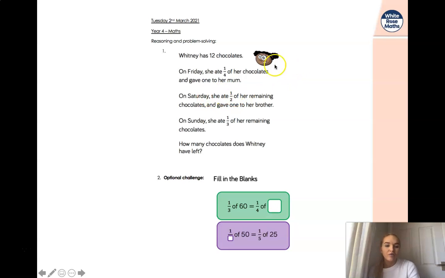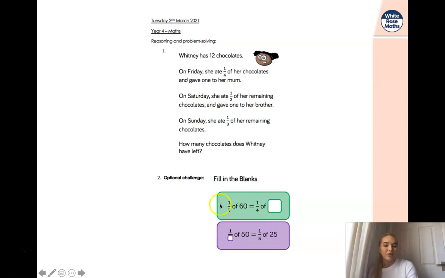Then she ate half of what she had here and gave 1 to her brother. How many has she got now? Then she ate 1/3. How many has she got now? So work it step by step. This question here is optional. You do not have to do it, but if you fancy a challenge, then you can have a go.